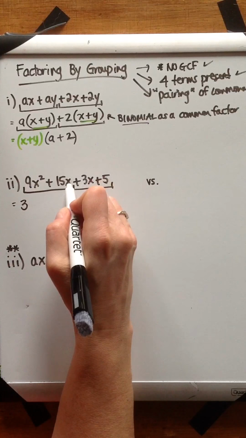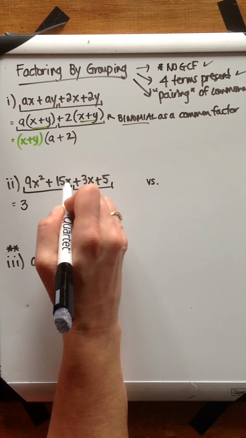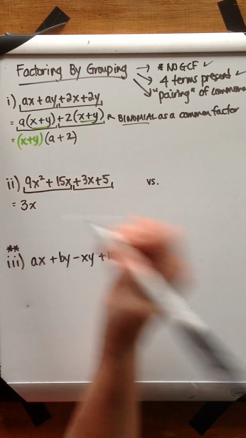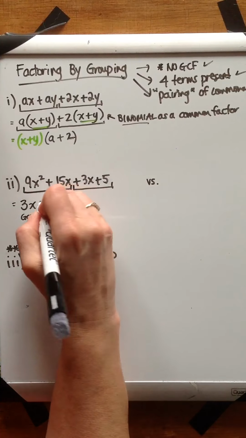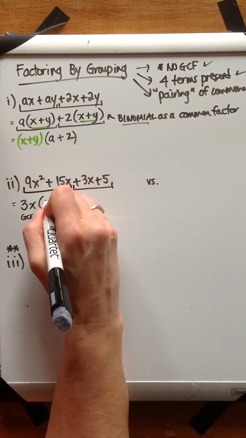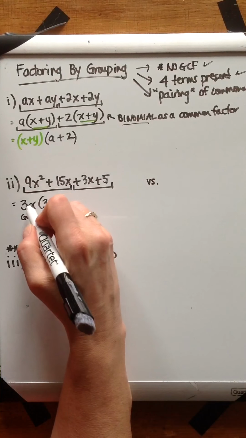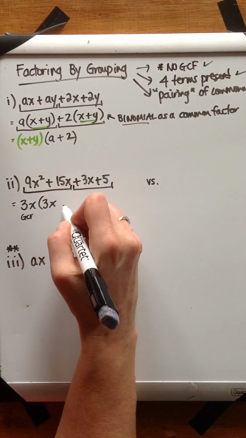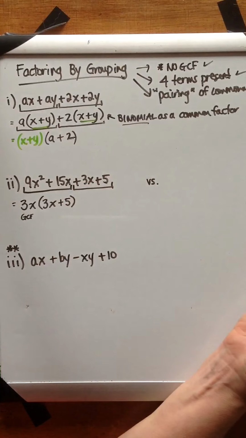And then this is an x and this is an x squared, so the most number of x's I can take out is 1 because then this one's depleted. So 3x is the GCF for the first set of terms. What can I multiply 3x by in order to get 9x squared? I can multiply it by 3x. In similar fashion, what can I multiply 3x by in order to get 15x? I can multiply it by 5.